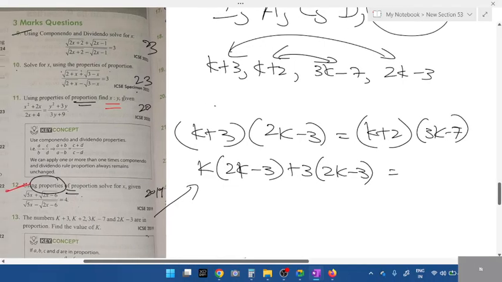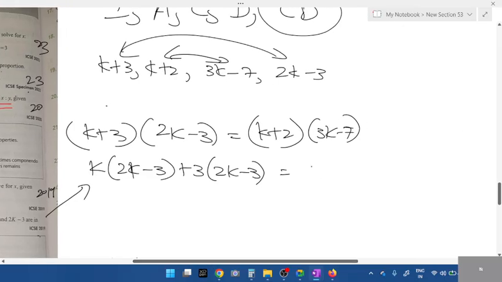They haven't told us to use property. 13th question. They have told they are in proportion. If the proportion is used, product of means is equal to product of extremes. k into 3k minus 7 plus 2 into 3k minus 7. Try this for homework. Solve left hand side, right hand side, everything will get cancelled. You will get k value.